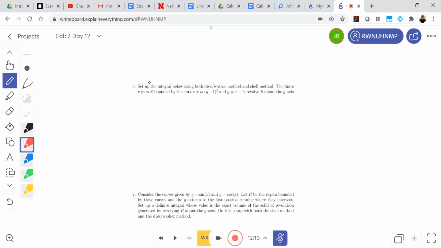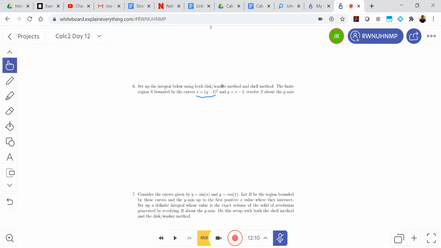We're looking to find a revolved region about the y-axis, and the region we're revolving is bounded by the curves x equals y minus 1 squared and y equals x minus 1. Okay, so the first thing we have to do is figure out what this region even looks like. And this is kind of weird, right? This is written in a non-standard form. Normally we write our equations y equals a function of x. Here this is written implicitly, and specifically it's written x as a function of y.